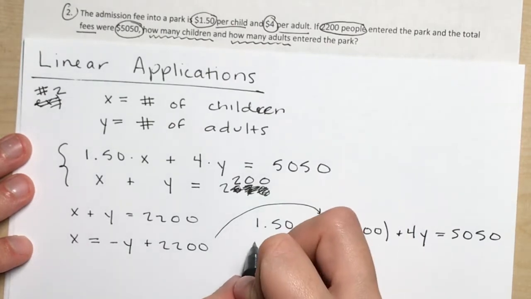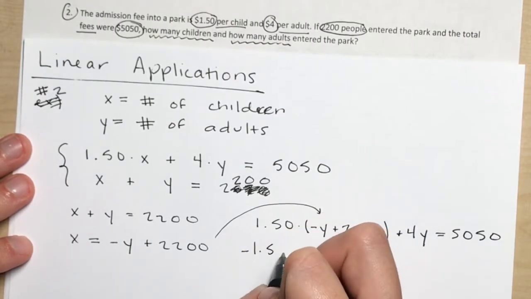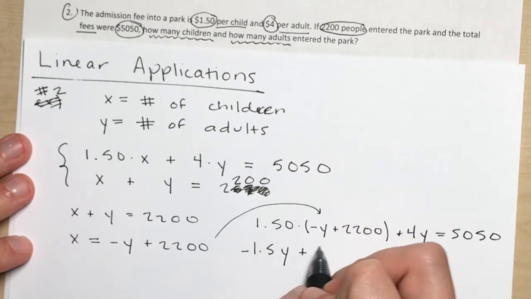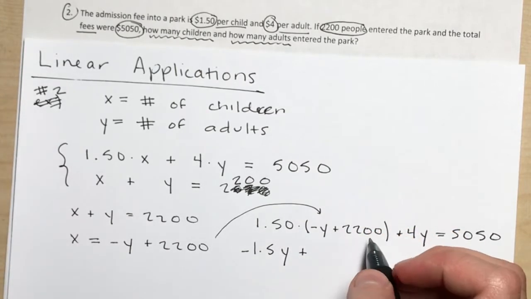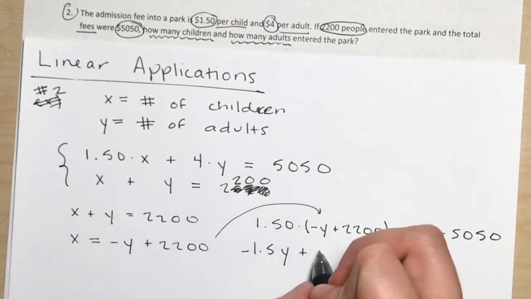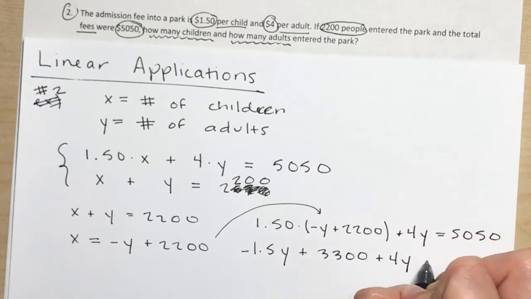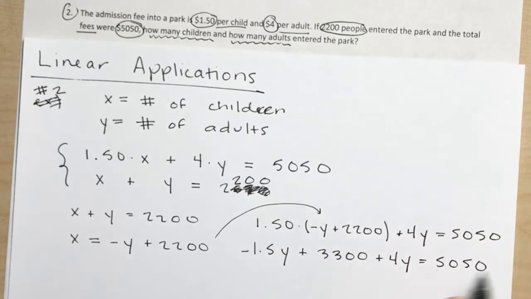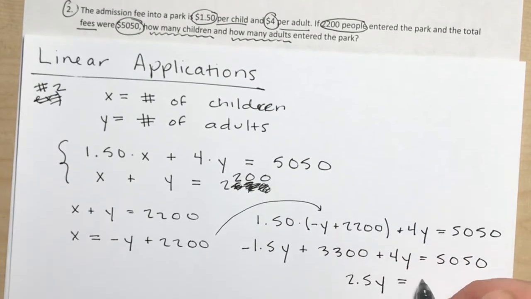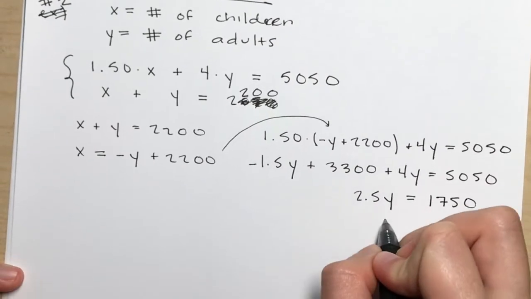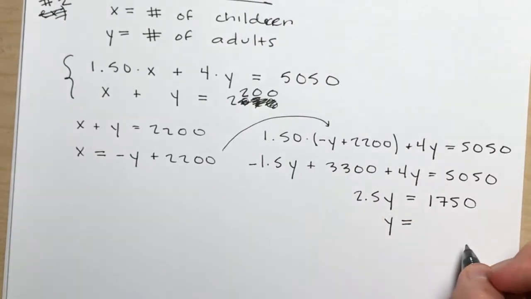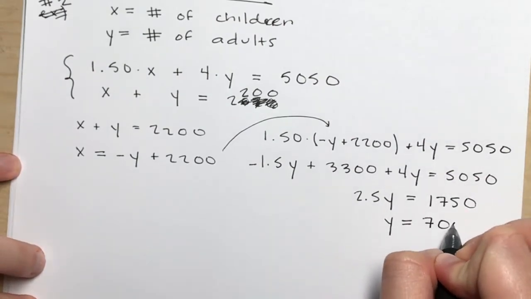I distribute, I get negative 1.5y plus 1.5 times 2,200, which is 3,300, plus 4y equals 5,050. I can combine these and subtract this over. So I get 2.5y equals 1,750, and then I divide by 2.5 and I get 700.